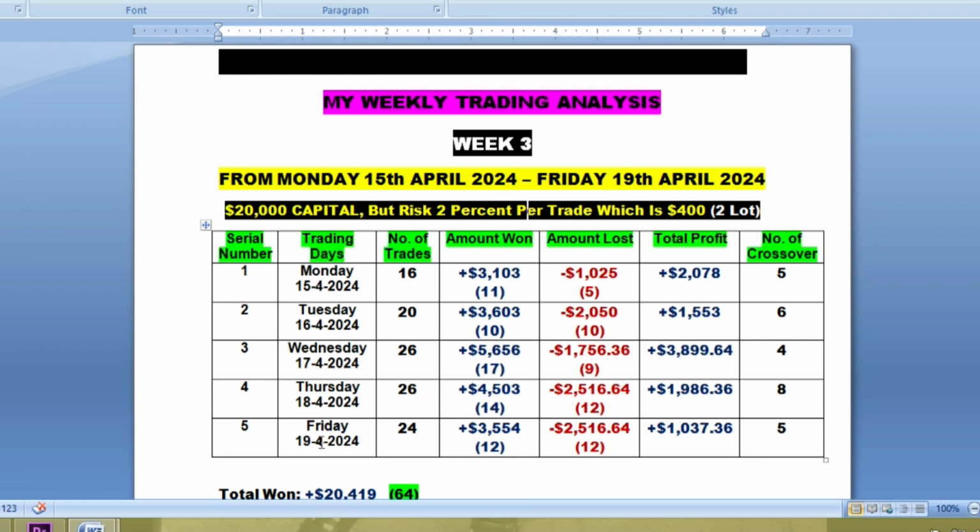So on Friday, being 19th April 2024, I had 24 trades. I won $3,554. I lost $2,516, and my profit for that day was $1,037. So there were just 5 crossovers. So out of 24 trades that I took, I won 12 trades and I lost 12 trades. So my risk reward ratio is what is helping me. For the fact that I have a better risk reward ratio, I still ended up in profit.